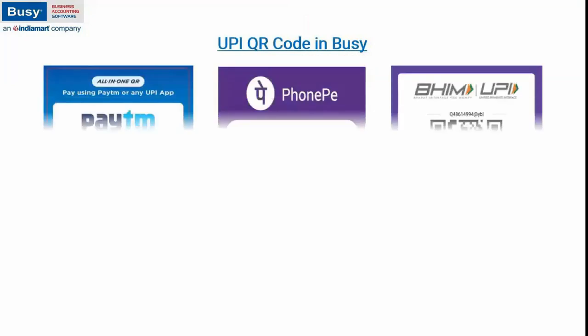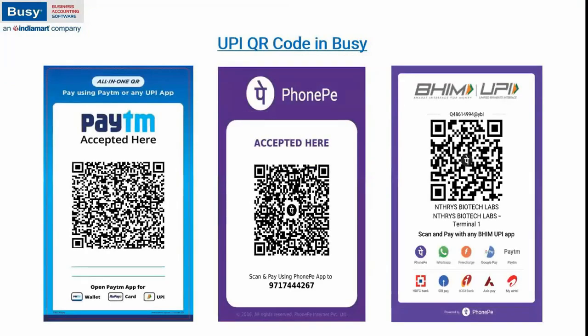So let me show you about the UPI QR code in Busy. In the previous slide, we had discussed the static QR code configuration, and the dynamic QR code configuration of gate pass. But now let me explain the dynamic QR code configuration of payment.